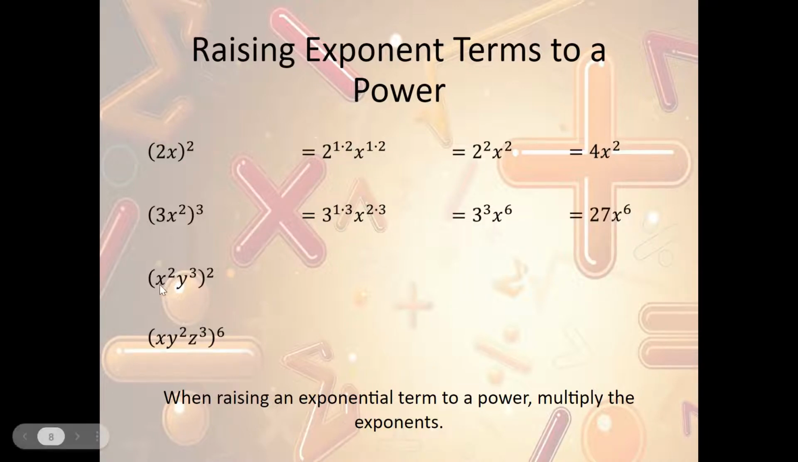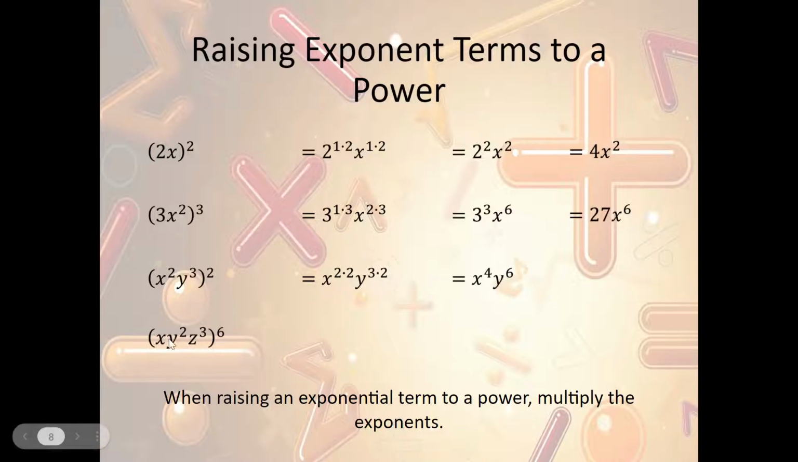Now for this one, we have x squared times y cubed, and we want the whole thing squared. So again, we're going to multiply it. So x squared times 2 and y to the third times 2. And we get x to the fourth, y to the sixth, because 2 times 2 is 4 and 3 times 2 is 6.